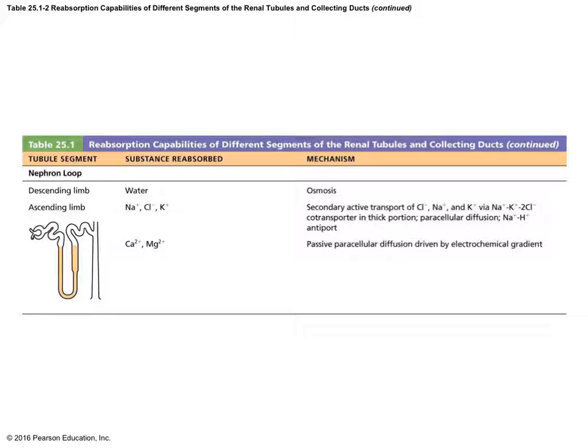Then next is the nephron loop. Remember, there's different permeabilities for the descending versus the ascending limbs. In the descending limb, you have permeability to water, but not to ions. And then in the ascending, it's impermeable to water, but permeable to the ions. So water gets reabsorbed via osmosis because of the ions that are getting reabsorbed in the ascending limb. They set up a concentration gradient here in the capillaries surrounding the tubules, which water is going to follow.